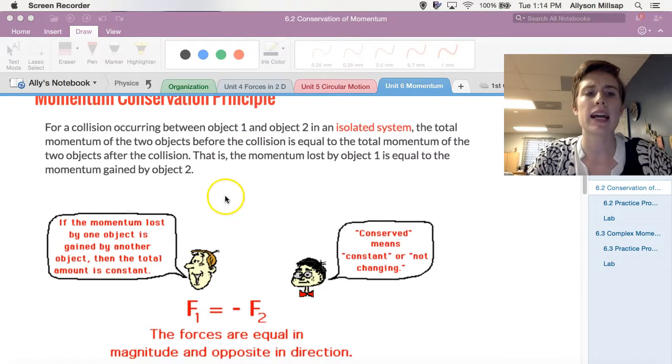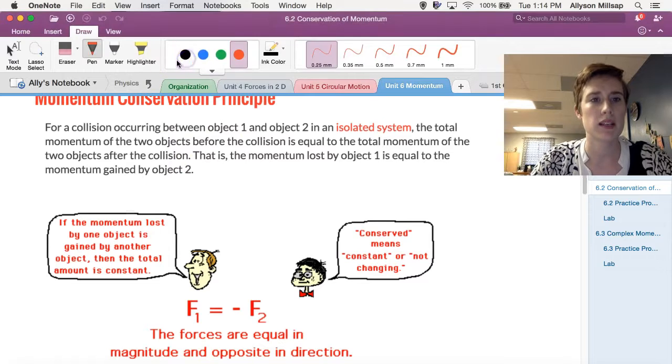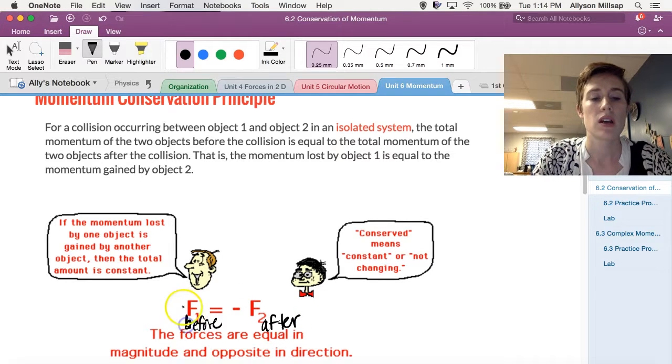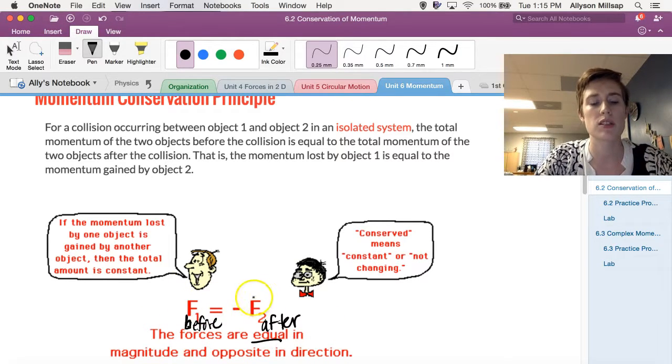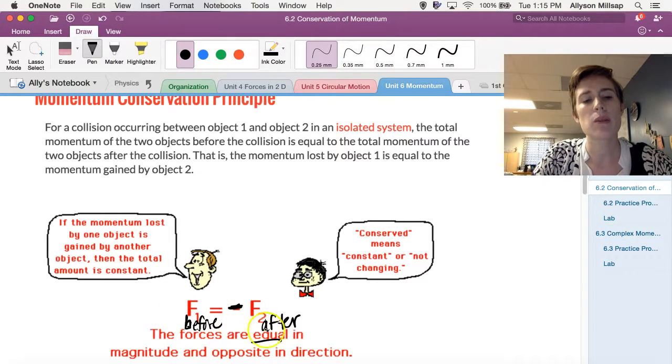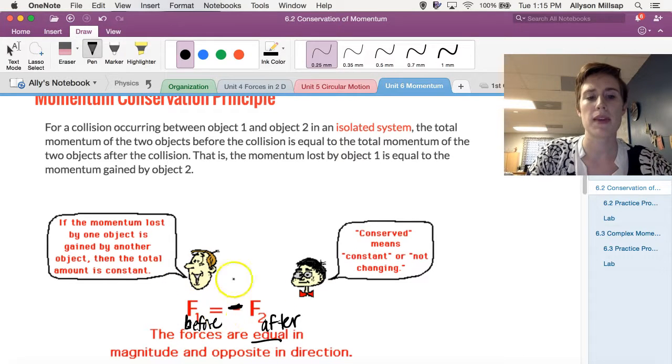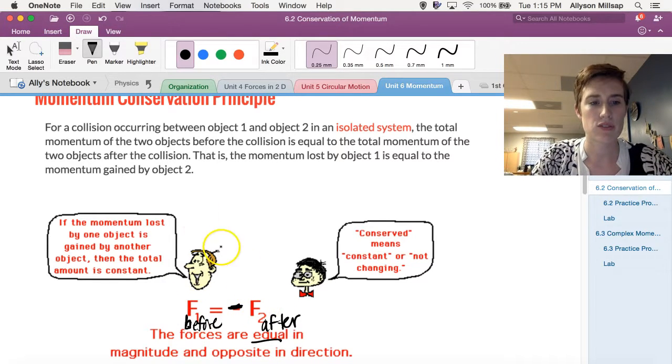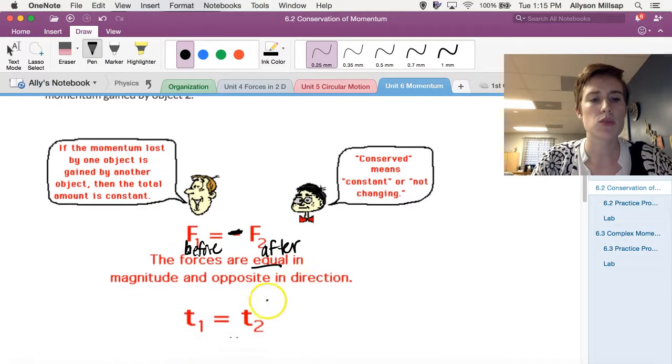Okay, so let's take that idea and let's apply it to momentum. So what we just said was that the force before is always equal to the force after. Really, what we said is the forces are equal in opposite directions. So the force on one object is going to be equal to the force on the other object. It's just in the opposite direction, right? So another way we can talk about that is the force before something happens is going to be equal to the force after something happens. Well, let's watch what happens.